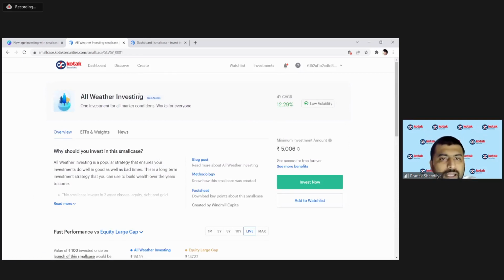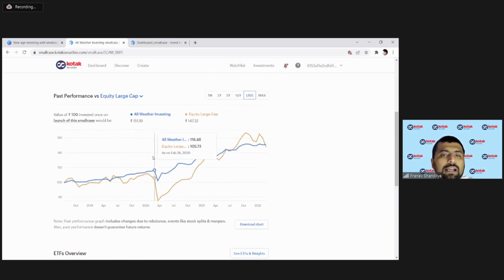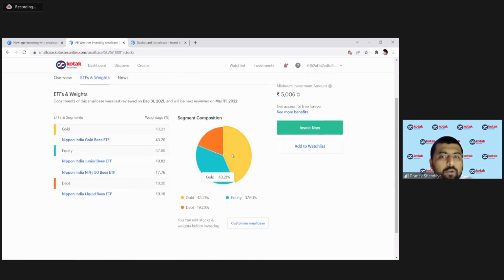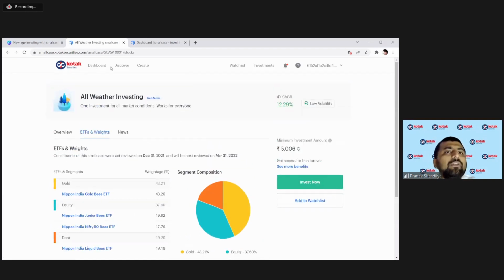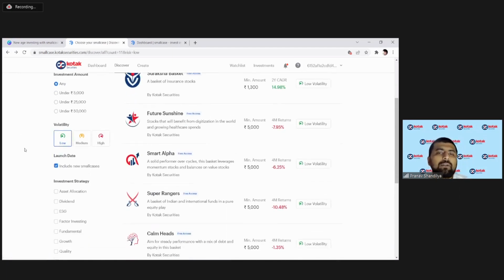For example, if we take a look at any one of these small cases, you will notice that even during the March 2020 COVID crisis, when the index had corrected by 35%, this particular basket, all-weather investing, had not corrected along with the markets, and it gives a very stable kind of performance. This is because it takes exposure into gold, debt, equity, and so on. So it's a very diversified basket, and it protects itself under different market conditions.